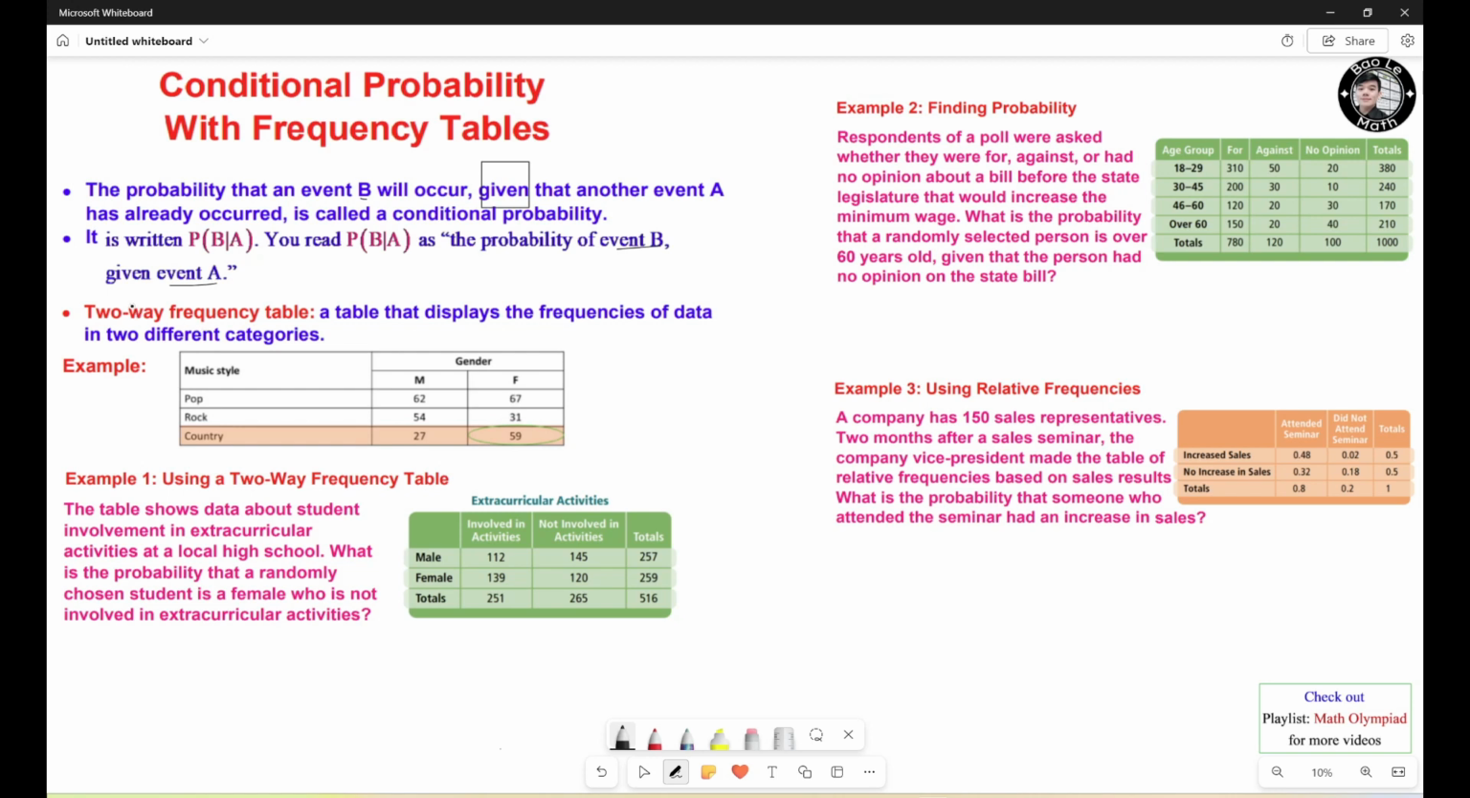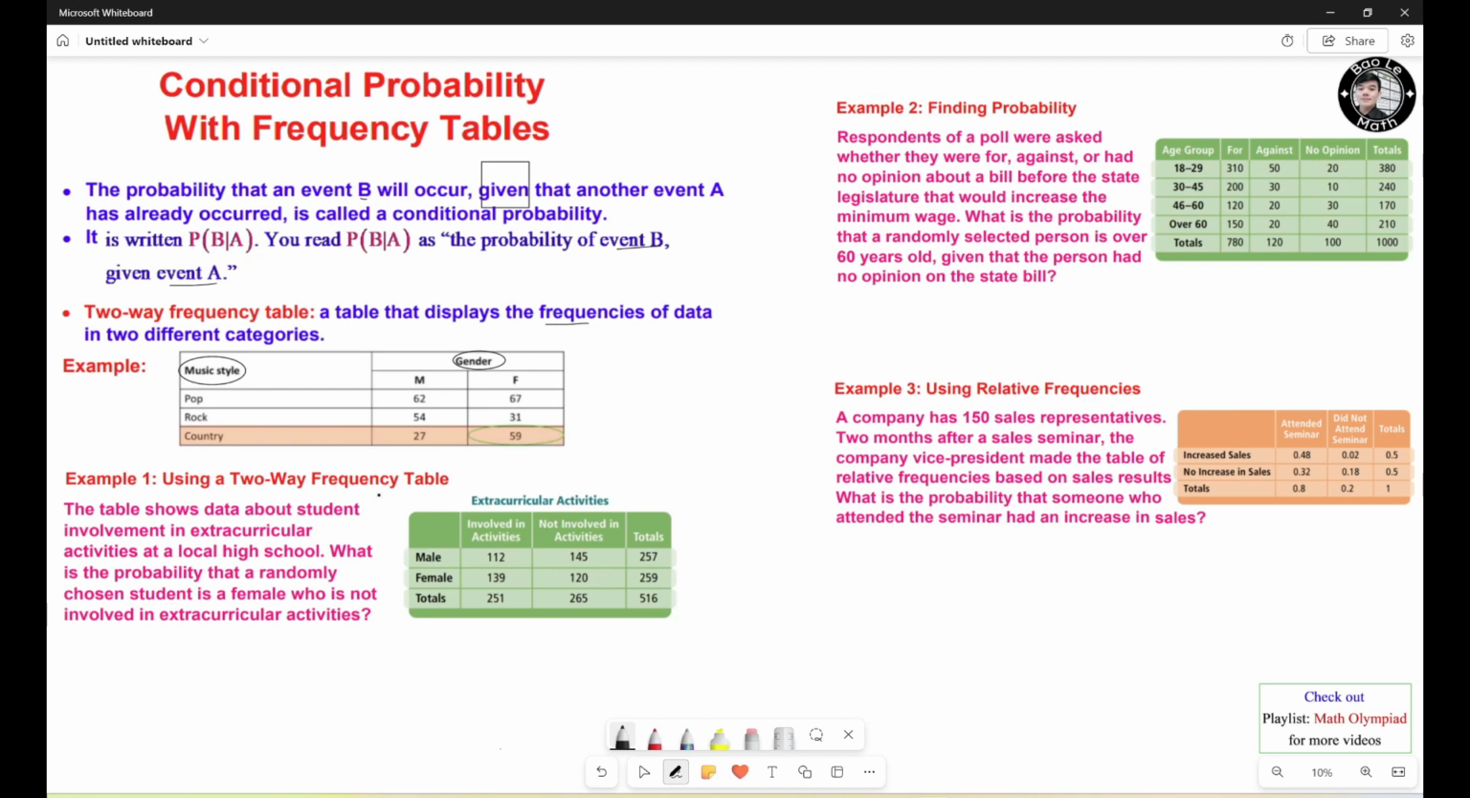Alright, next we're going to talk about a two-way frequency table. It is a table that displays the frequencies of data in two different categories. So we look at this example right here. The first category is music style, and the second category is gender. Alright, now let's take a look at the first example.